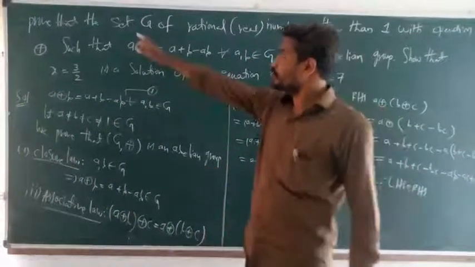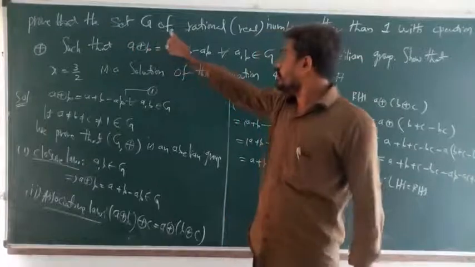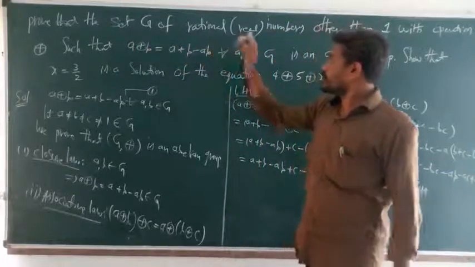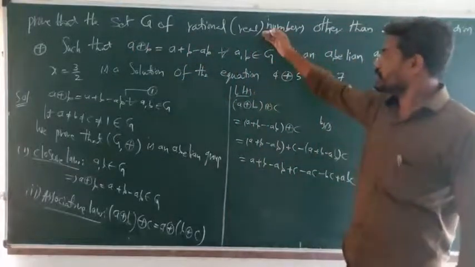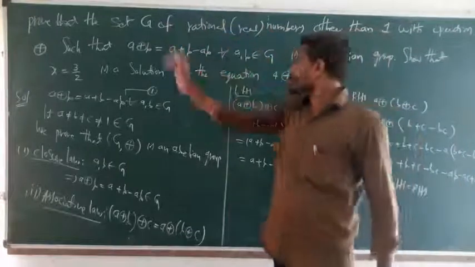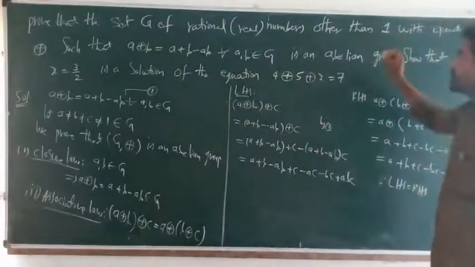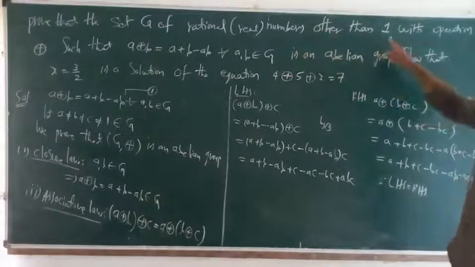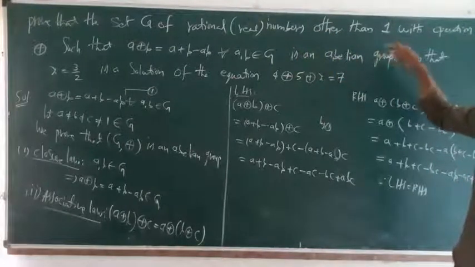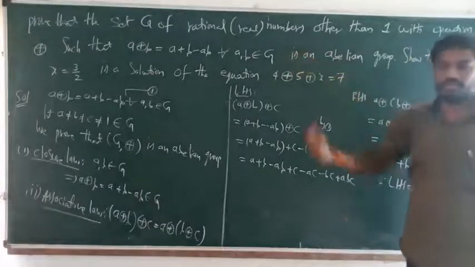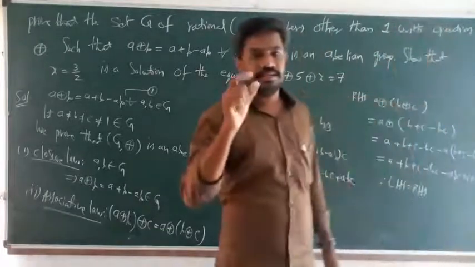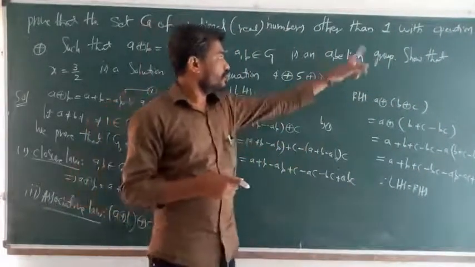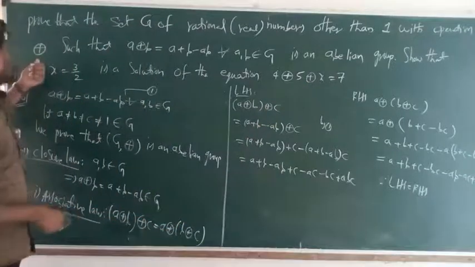This question: prove the set G of rational or real numbers. Its elements belong to the set G other than 1, meaning any element you can assume in the set G is not equal to 1. That is the condition. You can take any element in this set G, and that element does not equal 1. That is the meaning. With the operation, what is direct sum?